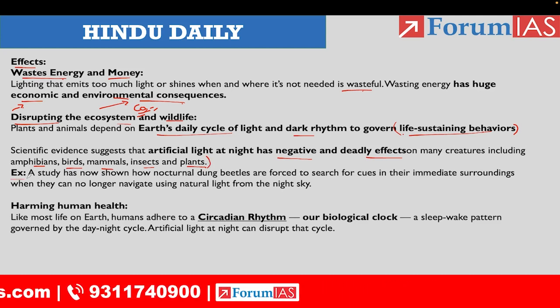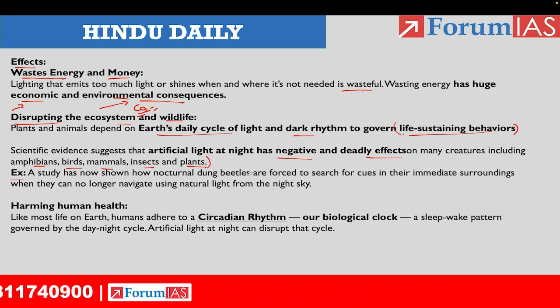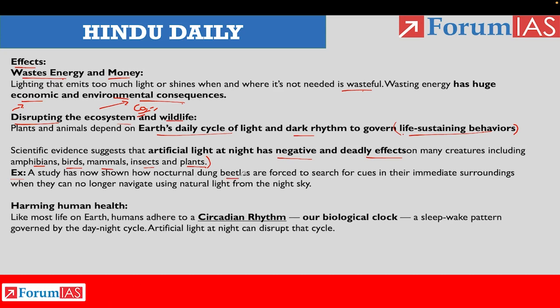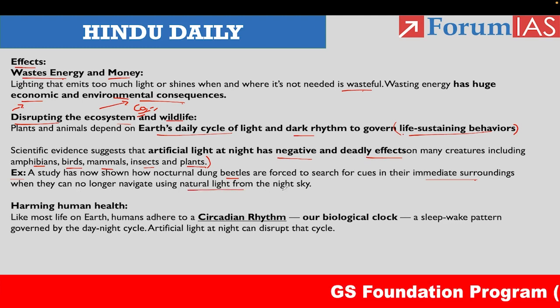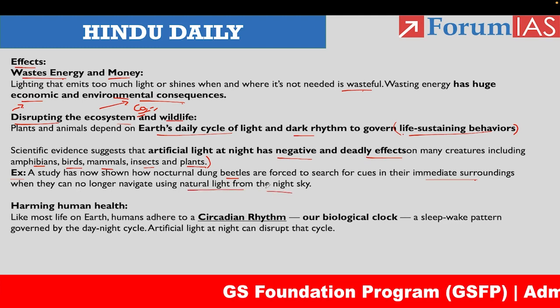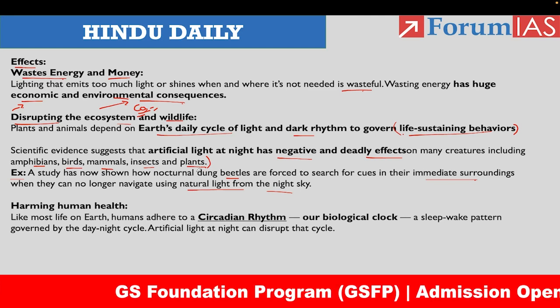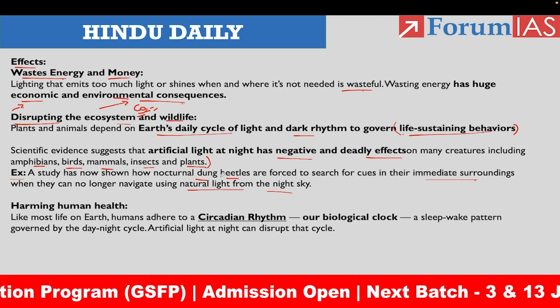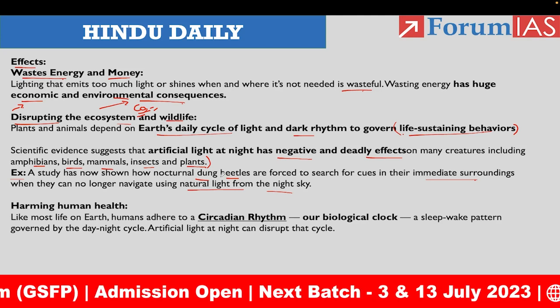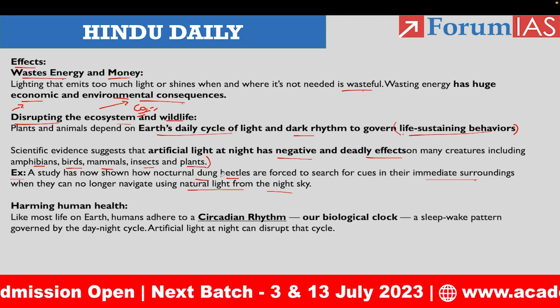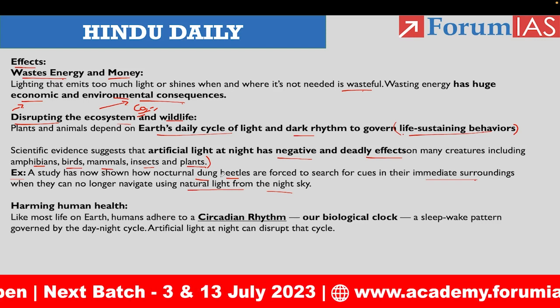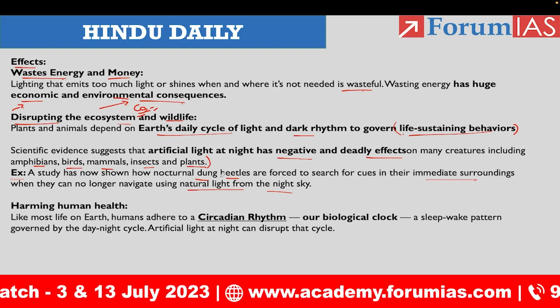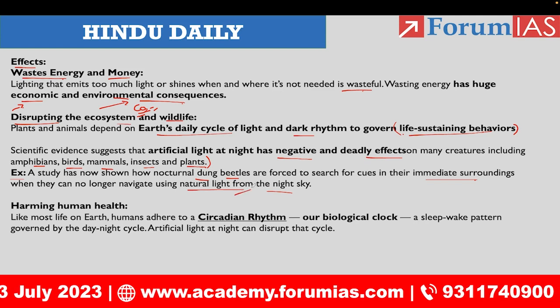Then they have given an example. A study has now shown nocturnal dung beetles are forced to search for cues in their immediate surroundings when they no longer navigate using natural light from the night sky. So it is not only applicable to dung beetles, but also for several amphibians and avians. The natural light has been acting as a guiding phenomenon for migration. So these migration cycles will be affected because of the excess light pollution. So that's what has been discussed here.